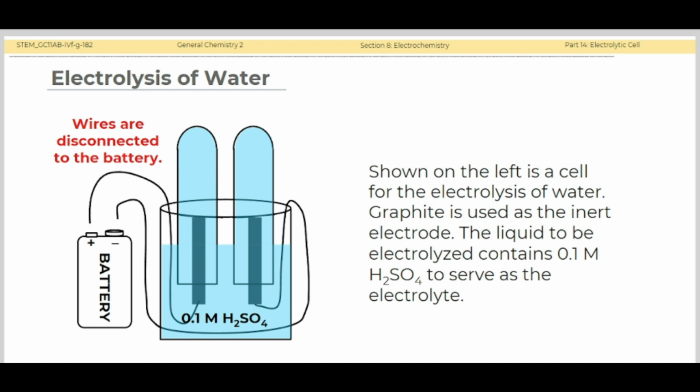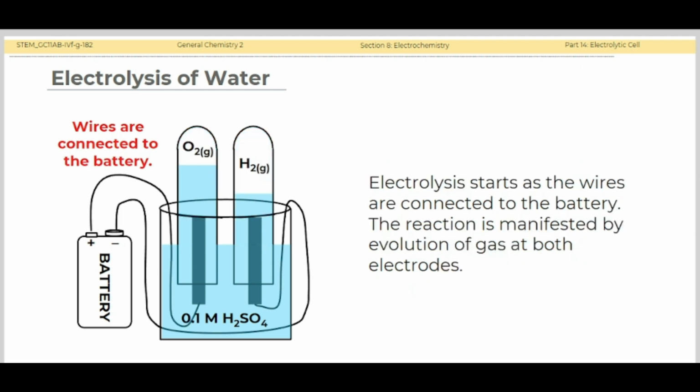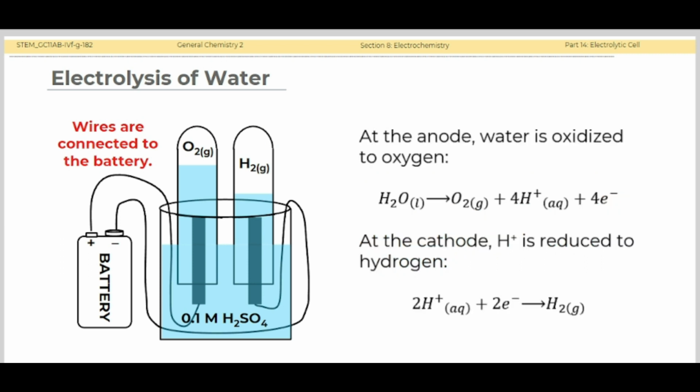Shown on the left is a cell for the electrolysis of water. Graphite is used as the inert electrode. The liquid to be electrolyzed contains 0.1 molar sulfuric acid to serve as the electrolyte. Electrolysis starts as the electrodes are connected to the battery. The reaction is manifested by evolution of gas at both electrodes.